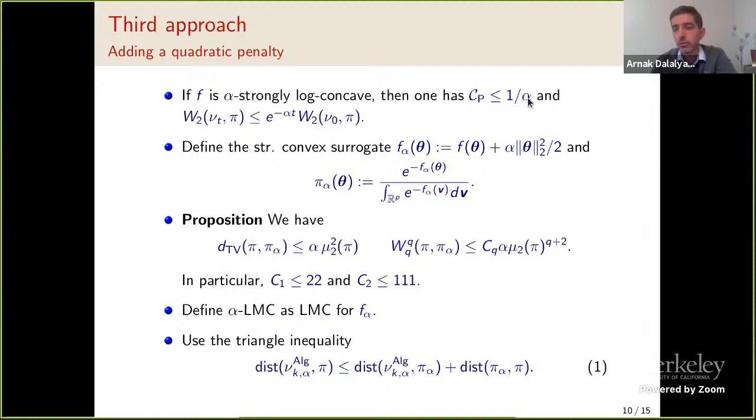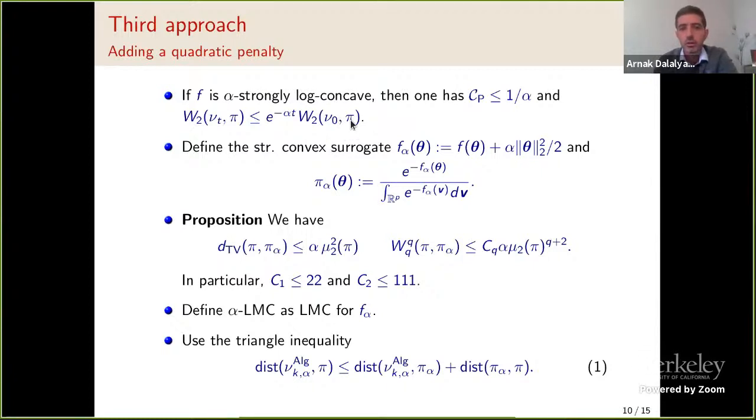It is also known, for instance, it can be found in the book by Cédric Villani, that for the continuous time Langevin diffusion process, the distance between the distribution at time t and the target distribution pi satisfies this simple inequality here.